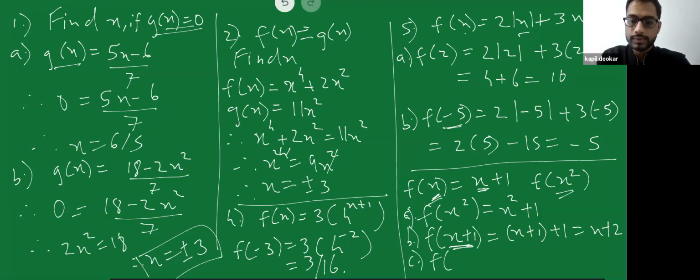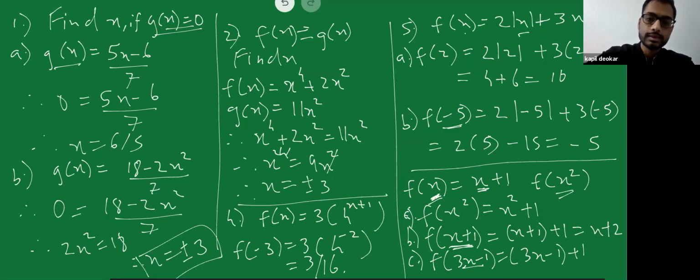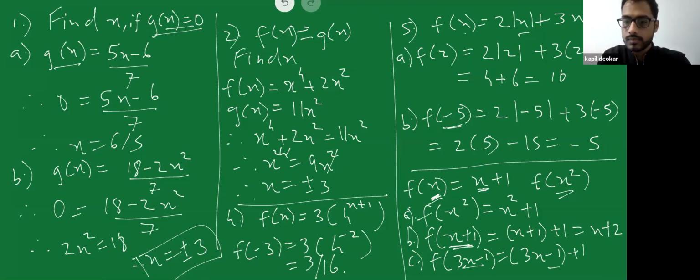Next, I have to find the value of f of 3x minus 1. Instead of writing x, just write 3x minus 1. So instead of writing x, I will write 3x minus 1. Plus 1 term is as it is, which is equal to minus 1 plus 1 cancels out, 3x. So copy this down. We'll see more questions.